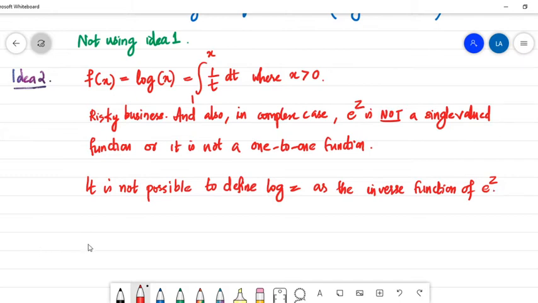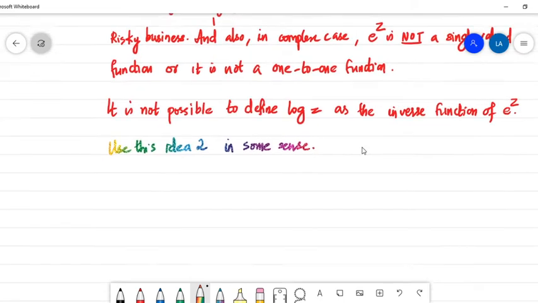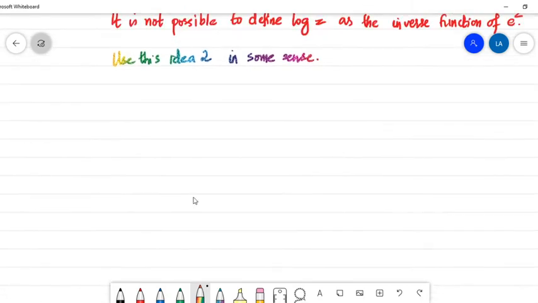But we are going to use this idea in some sense when we are going forward. We had completely withdrawn idea 1 and now we are going to use some sense in idea 2 which we described now. So let's see how we will move on.